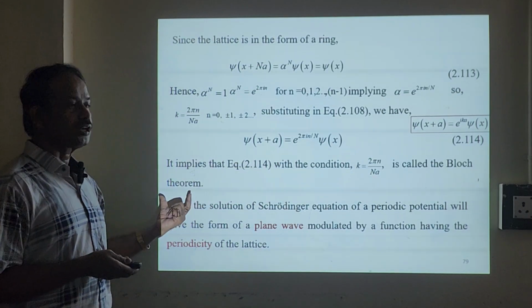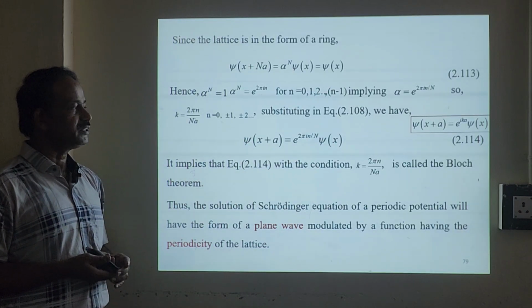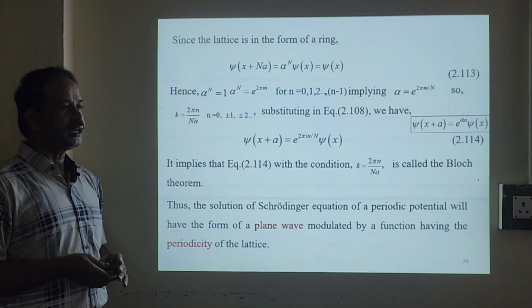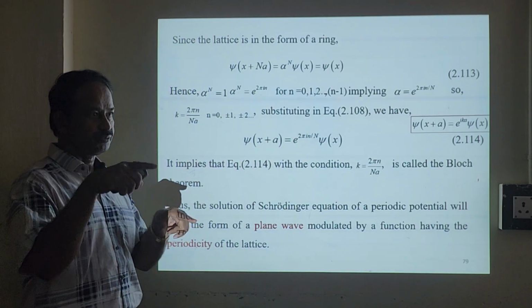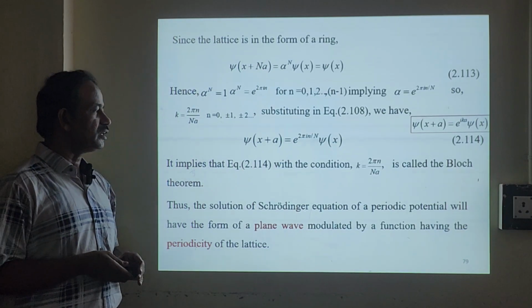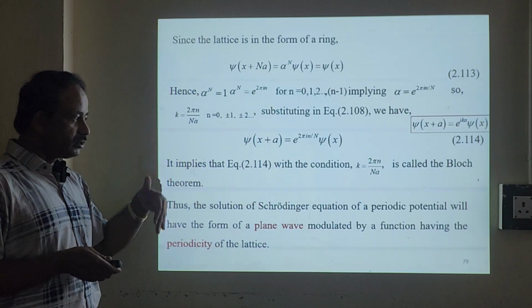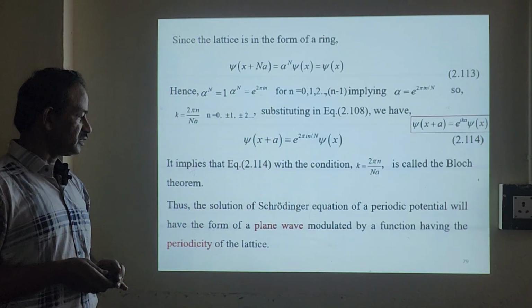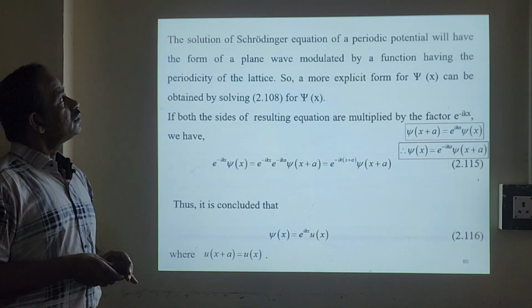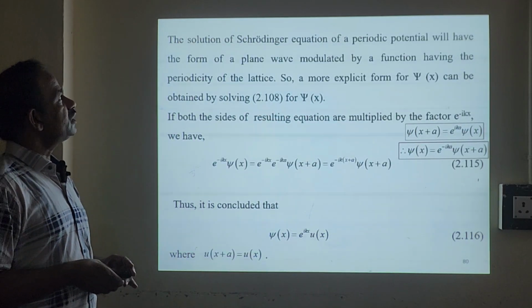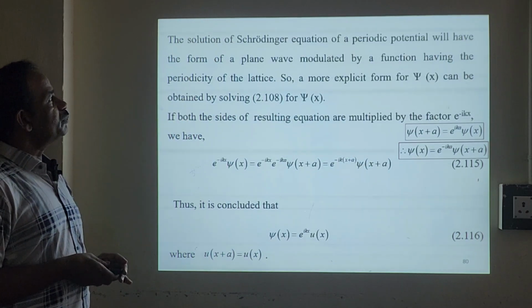So this condition is known as Bloch theorem. Psi of x plus a is equal to e power 2 pi i n by N, actually e power i k a, which you have to substitute. Thus the solution of the Schrodinger equation of a periodic potential will have the form of a plane wave modulated by a function having the periodicity of the lattice.